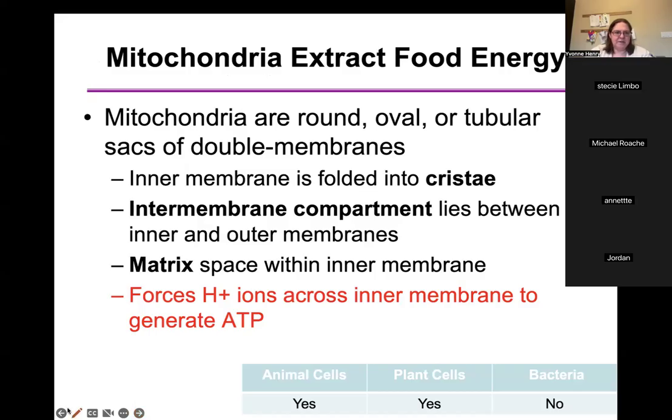I feel like we skipped a slide here. Nope. Okay. Just two kinds of vacuoles.